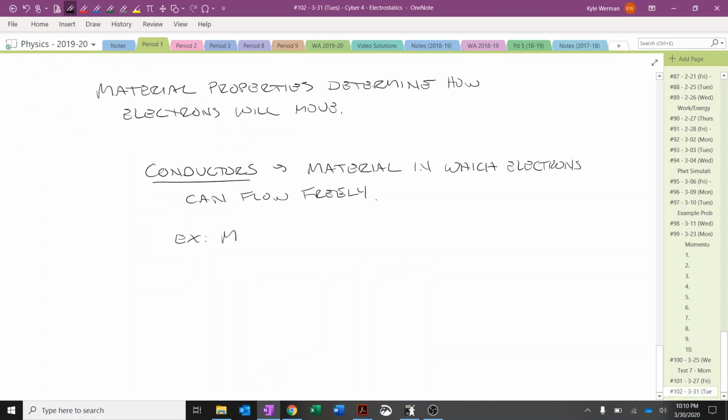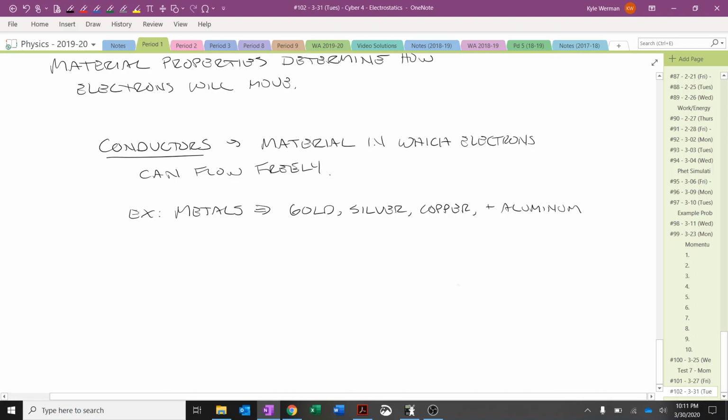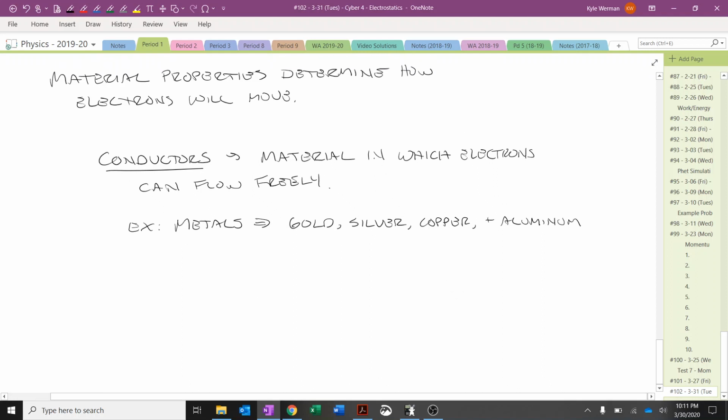Those would be metals. And not all metals are created equal. Some conduct better than others. In rank order, some of the best conductors, gold is a really good conductor of electricity, followed by silver, copper, and aluminum. And if you look at it, some are more rare than others, some cost more than others. Gold is obviously probably the most expensive on that list. And so depending on what you need to do as far as how you want to transfer those electrons, you can pick a material that will be a better conductor.